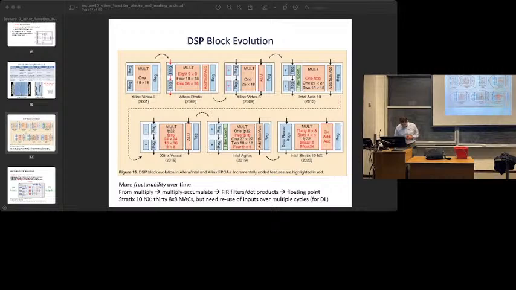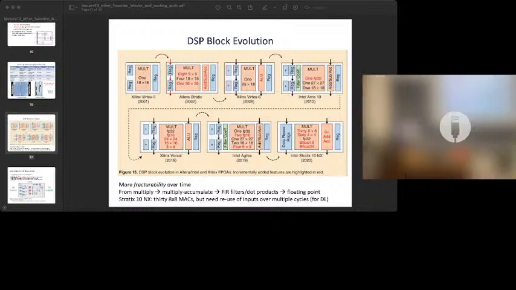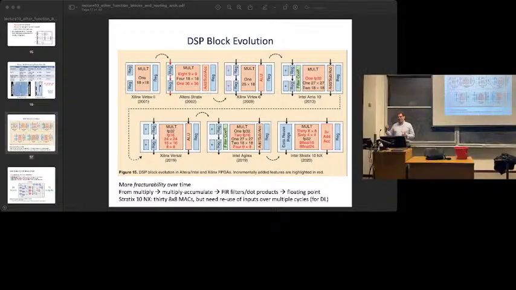Okay, so I guess, what are the trends? So more fracturability over time. First ones were just 18 by 18. Then over time, people added floating point. You could split the 18s into 9s. Now you can even split them sometimes into 4s. So adding some flexibility back in. The blocks themselves got more complicated, from just hardening the multiply to hardening multiply accumulate to hardening basically everything you needed for a FIR filter or dot product to floating point.